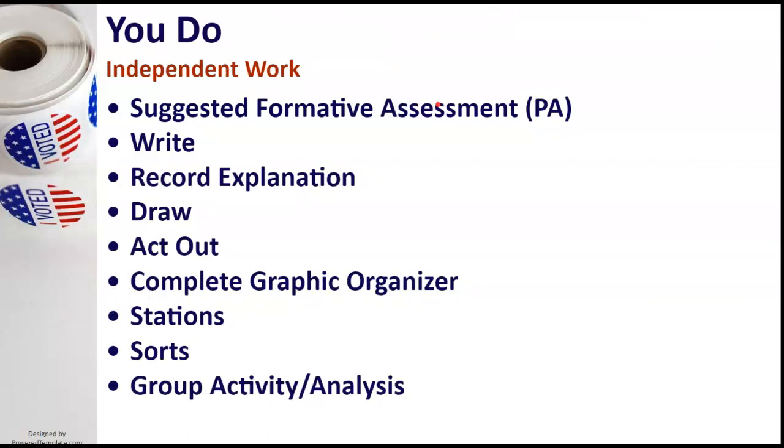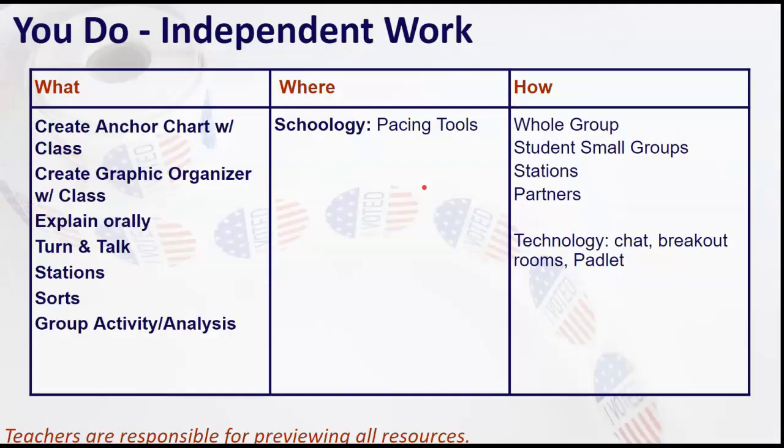Okay, we've looked at the hook, we've looked at the I do, we've looked at the we do. Now it's time to transition to the independent work of the you do. This can be suggested formative assessments. You can write, you can draw, you can act out, you can do stations, sorts, activities. There's a plethora of things that we can have students do to really see if they are gauging their learning. Again, a repeat of what the examples are, where you can find them, and then how you can do them.